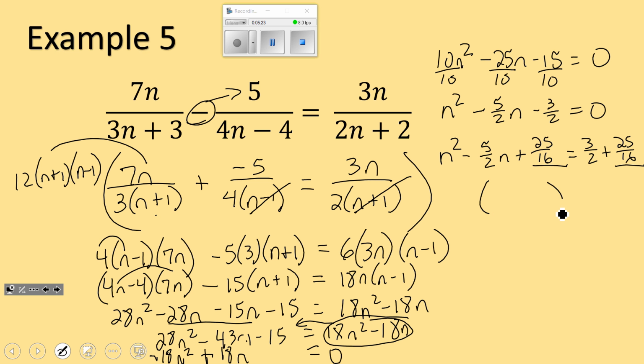Okay, and then how do I get this magic number? You either divide the middle number by 2, or take the square root of 25 over 16, which is what I normally do, because the square root of 25 is 5, and the square root of 16 is 4. And what's 3 halves plus 25 over 16? 49 over 16? Please check me.